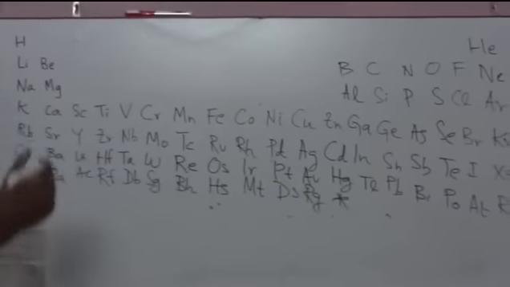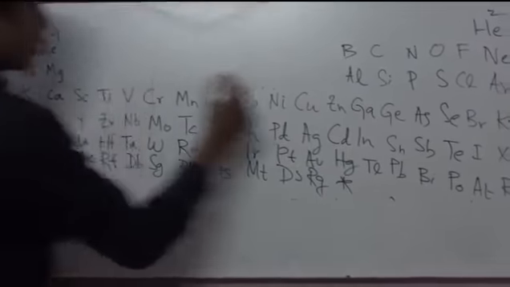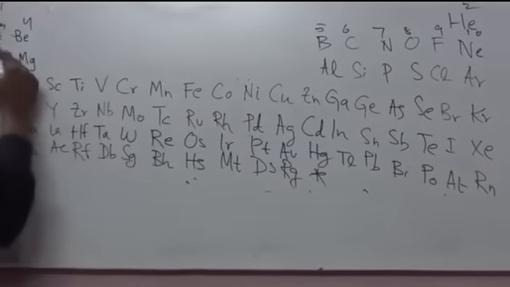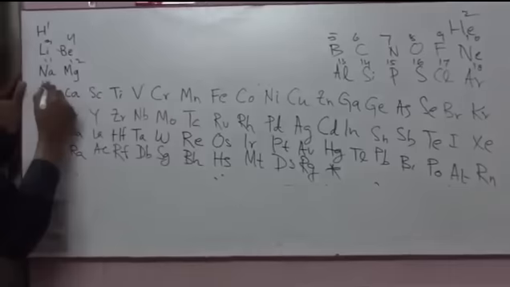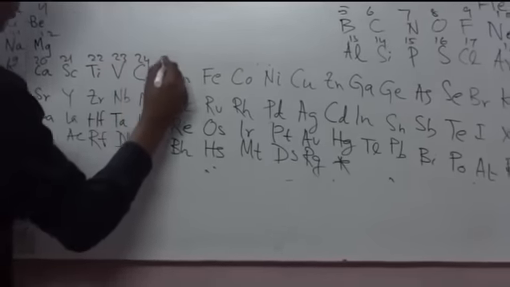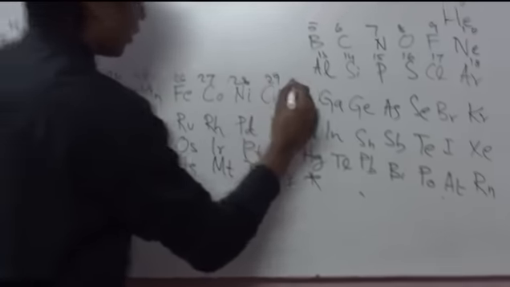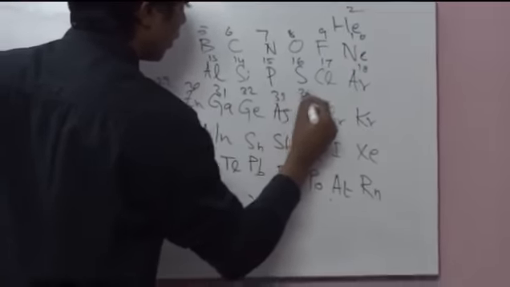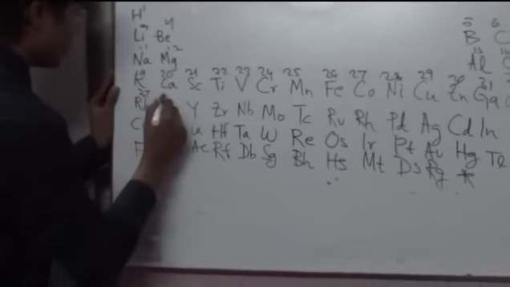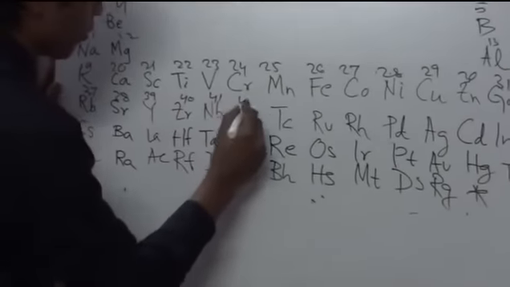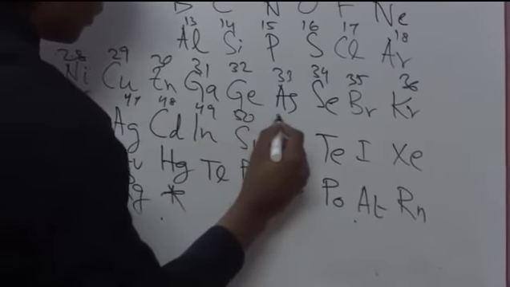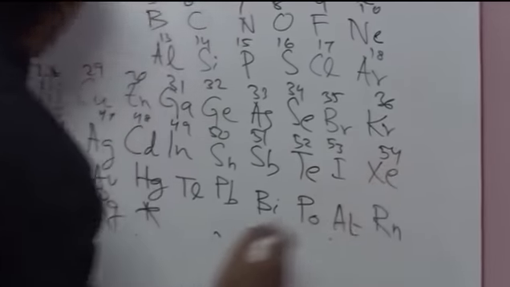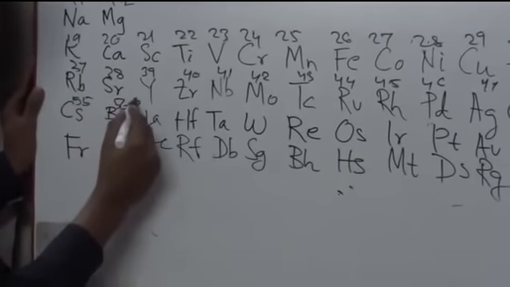So by this we fill the whole periodic table except the F block, and we can number it and fill the F block afterwards. 1, 2, 3, 4, 5, up to 54, then 55, 56, 57 to 71, you should remember this.